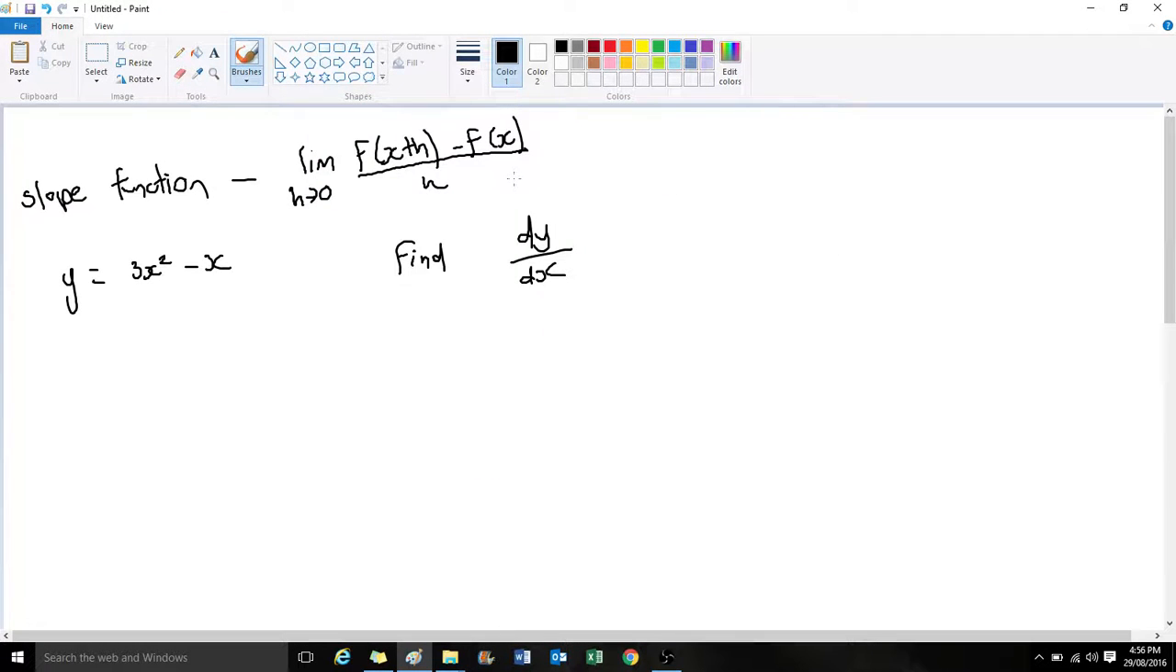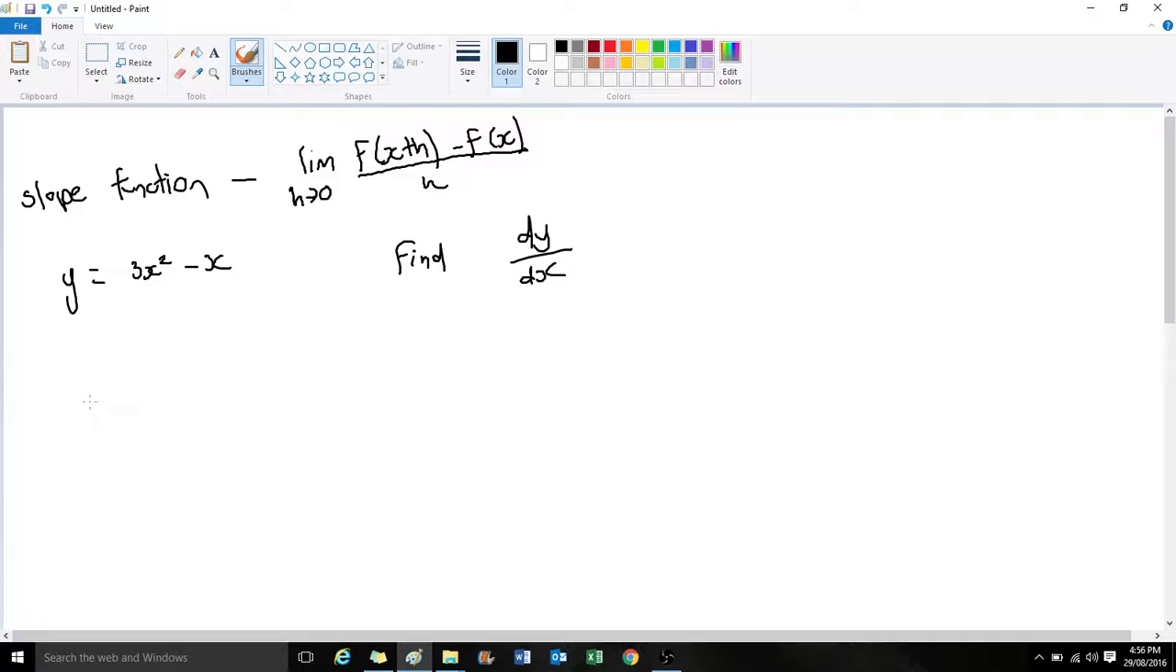Okay, maybe an example might be a little bit more complex here. We have the function y equals 3x squared take x, and we want to find dy on dx. Okay, so this is terminology that you'll use in terms of the derivative. Okay, dy on dx, just like f dash x, means the derivative function. So using first principles, the way that we're going to do this is put x plus h into the equation.